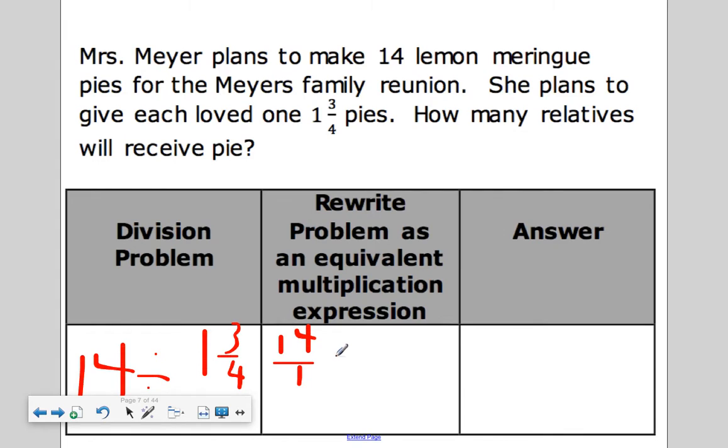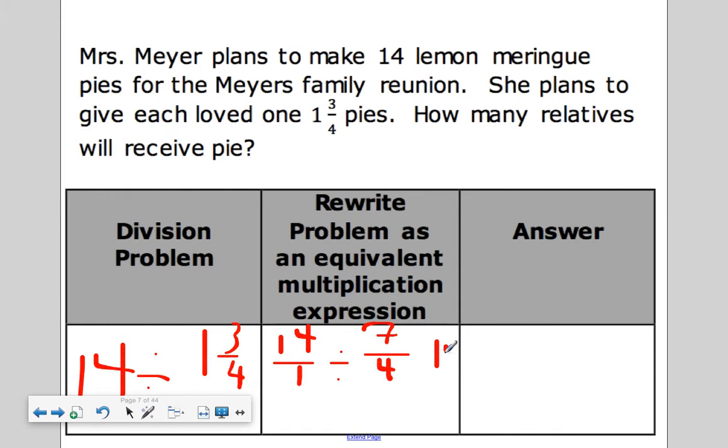I'm going to keep this as division before I turn it into a multiplication expression. What is 1 3/4 as an improper fraction? It would be 7/4. Now, what I've noticed throughout the years is kids do this and say, I'm done. You just turned it into an improper fraction. You have not done its reciprocal.